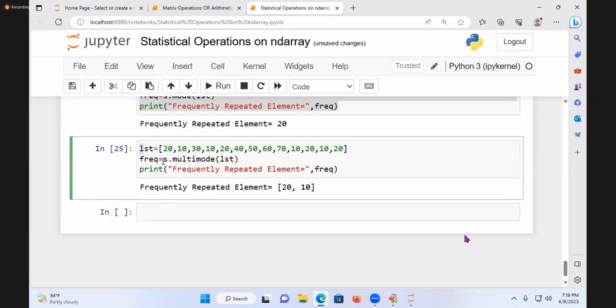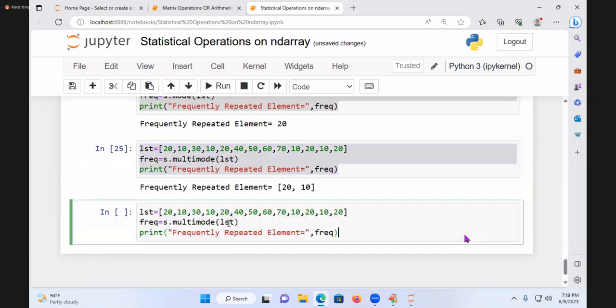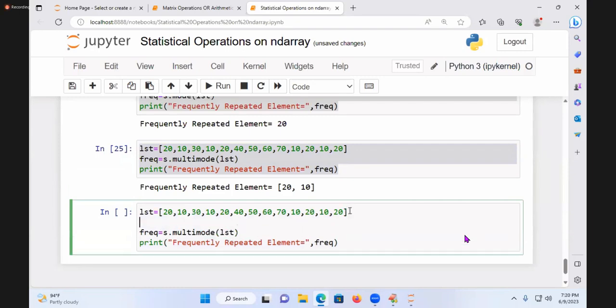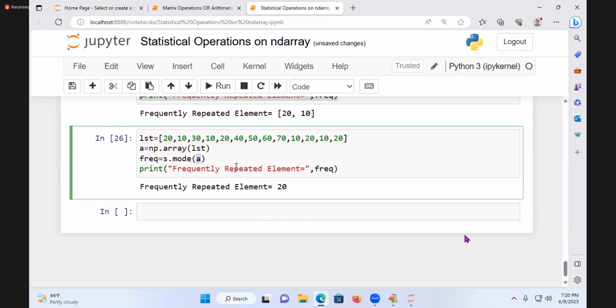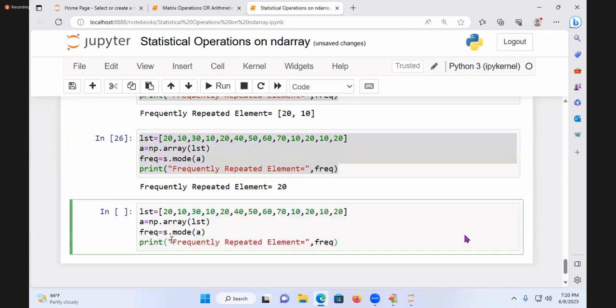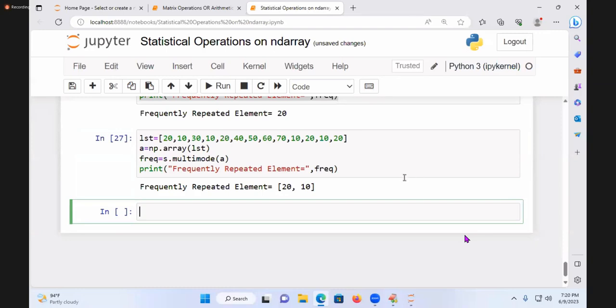Similarly, next I'll go for the converter. Which elements am I converting? Take the same thing. Here I am writing: A is equal to np.array of lst. Here I am writing A. Next I am writing mode. Are you following me? That means the mode function can work on an ND array also. Getting? Right. 20. Why is 20 coming? First in order. I'll apply multi-mode here. See, students, multi-mode is 10, 20.